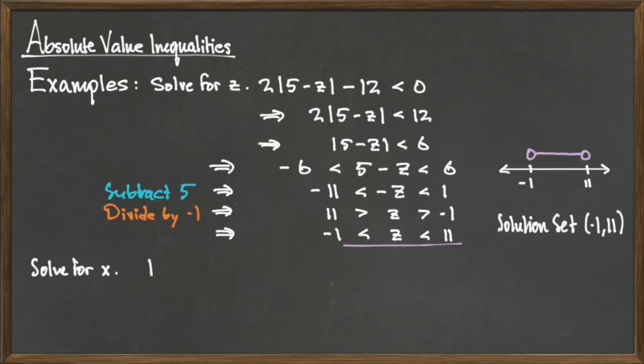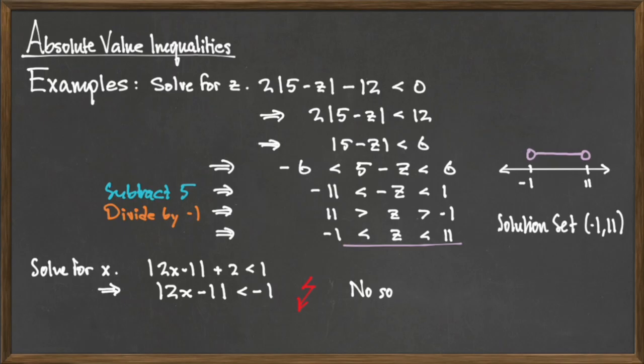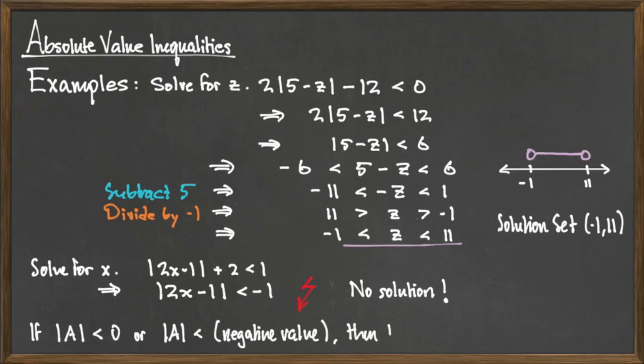Is there a case where something can go wrong? Suppose I have the absolute value of 2x minus 1, plus 2, is less than 1. Subtracting a 2 from both sides gives me the absolute value of 2x minus 1 is less than -1. This is going to have no solutions because nothing inside that absolute value will ever produce a negative number. So if ever we encounter this situation where the absolute value of stuff is less than 0 or a negative value, there will be no solution.